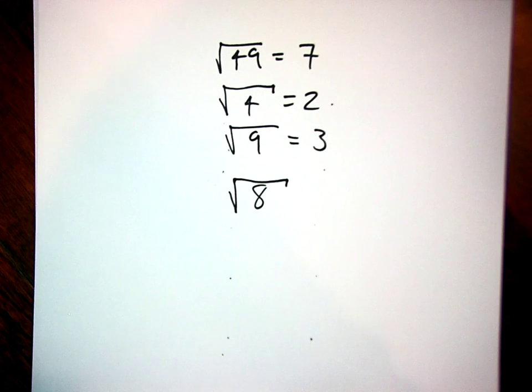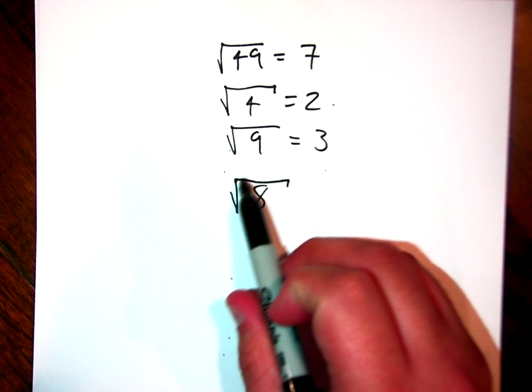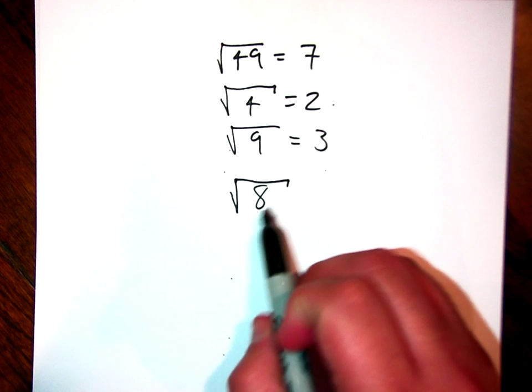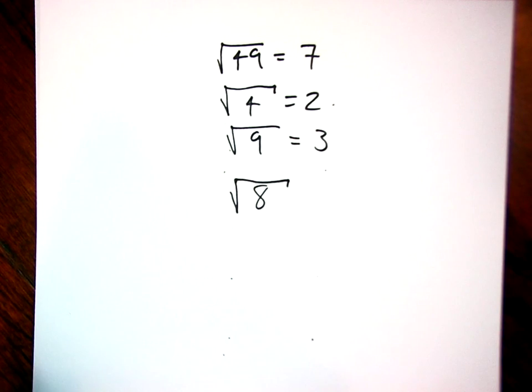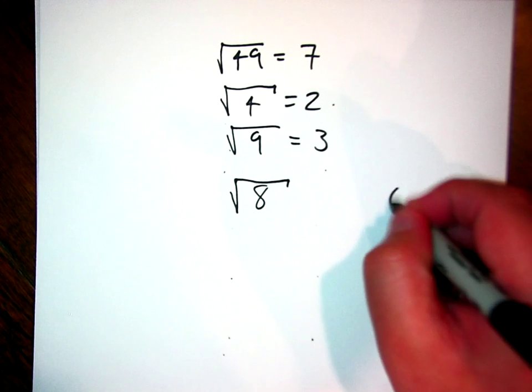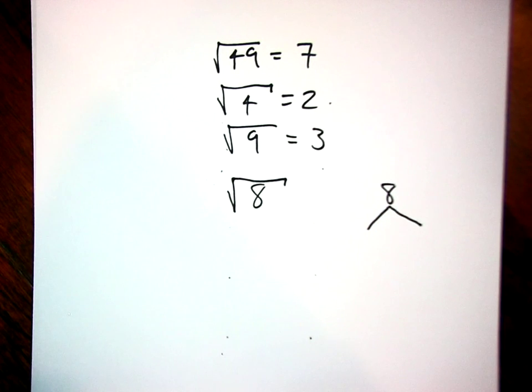Well, 8 doesn't really have a nice square root. It's somewhere between 2 and 3. Okay, so it's going to be 2 point something something something, a long decimal. Okay, so we want to look at this in a simpler form. And that's where prime factorization is going to come in. I want to represent 8 in the smallest prime numbers multiplied by each other. So let's use a factor tree to get here. Okay, let's make a factor tree of 8 and see what its prime factors are.